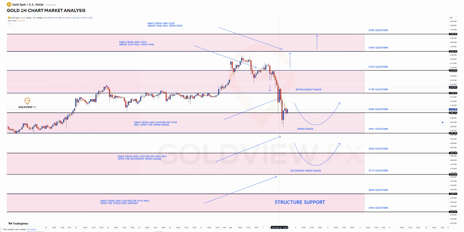We had this cross and lock below this level here. So after completing bullish target, then completing the bearish target, we had a break below this 5198 level, opening the swing range. And then look, it went and filled this gap into the swing range. Now, what does the swing range do?